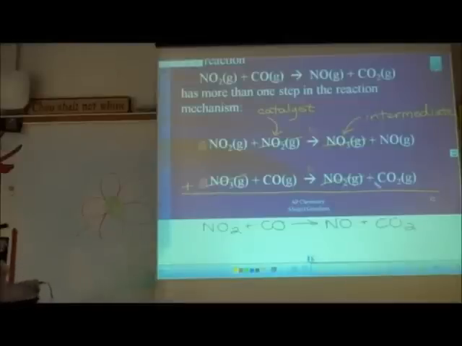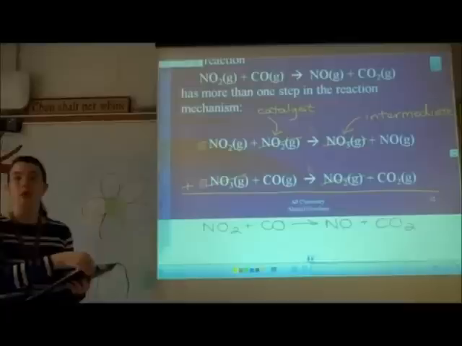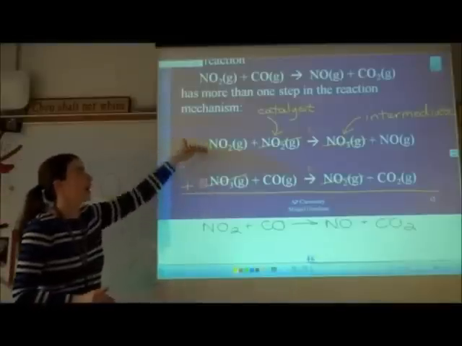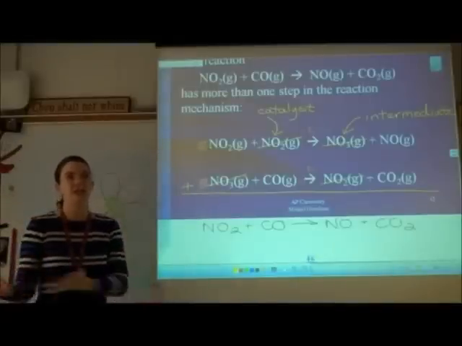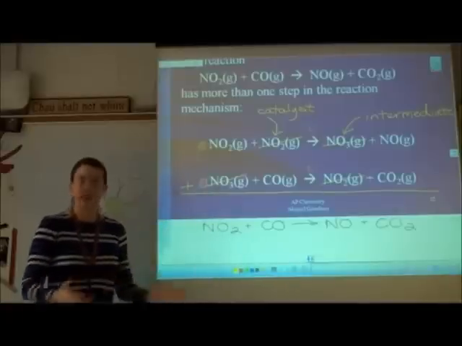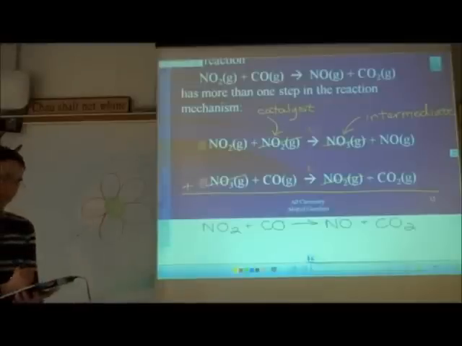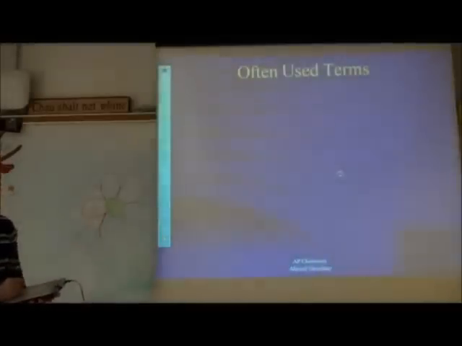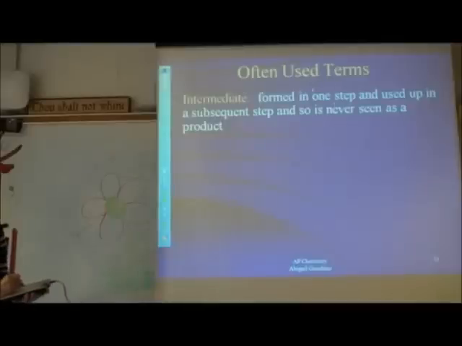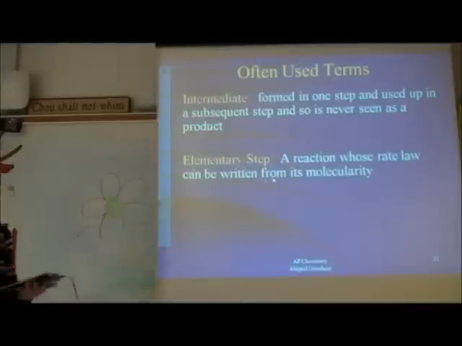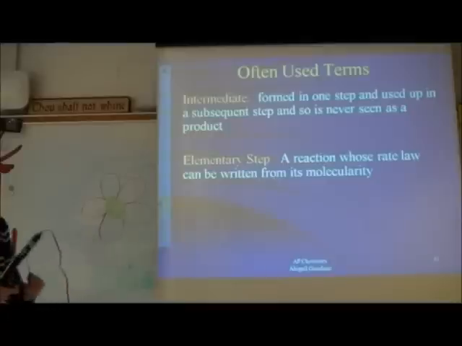Okay. So guys, you will have questions both in multiple choice and free response that are as simple as, here's a reaction mechanism. What's the intermediate? What's the catalyst? That's it. Okay? Nice and easy. So, an intermediate is something that is formed as a product in one step and then used up as a reactant in a subsequent step. An elementary step is just a part of a mechanism.